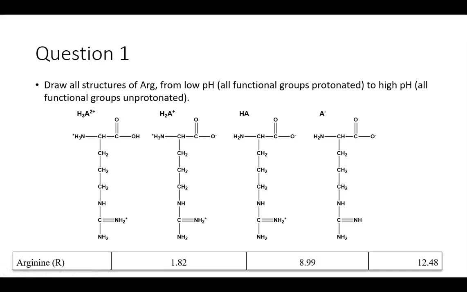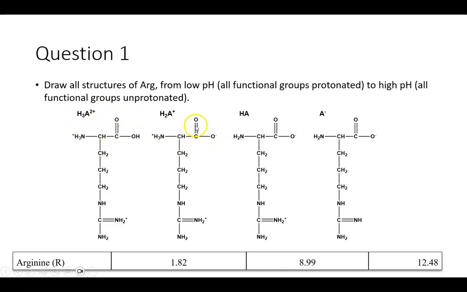A good way to get started is to draw all the structures of arginine from low pH, where all the functional groups are protonated. The amino group, the carboxyl group, and the guanidino group are all protonated, and then you take off their protons one by one depending on which one is least likely held. So the carboxylate proton comes off first, the alpha amino group proton comes off next, and then the guanidino group comes off last. So here we have 3 protons, the overall charge is +2.